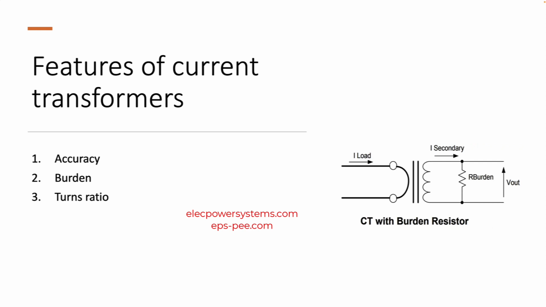Burden. CTs have a burden, which is the maximum current that can be delivered to the secondary circuit without affecting accuracy. Turns ratio. The turns ratio of a current transformer determines the ratio between the primary current and the secondary current.